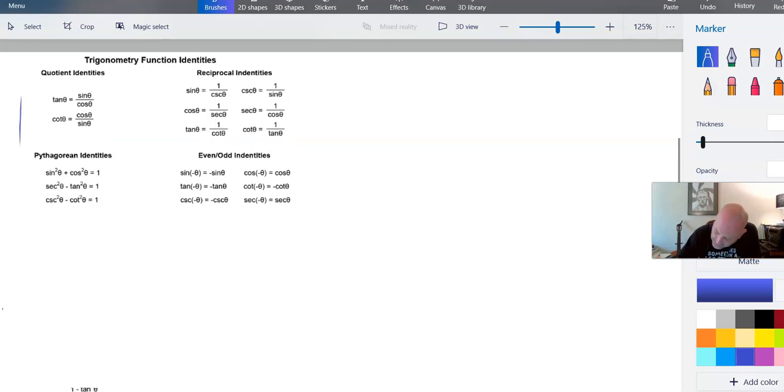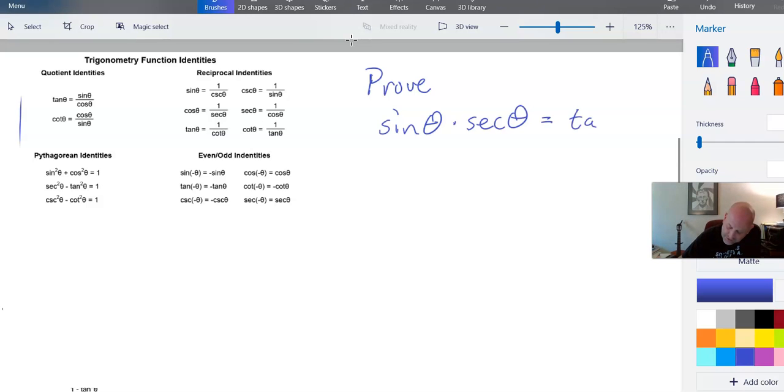Now, let's go ahead and actually take a look at our first example. And we'll keep this one kind of straightforward so you can see how this works. So what we want to do is prove that sine theta times secant theta is equal to tangent theta.